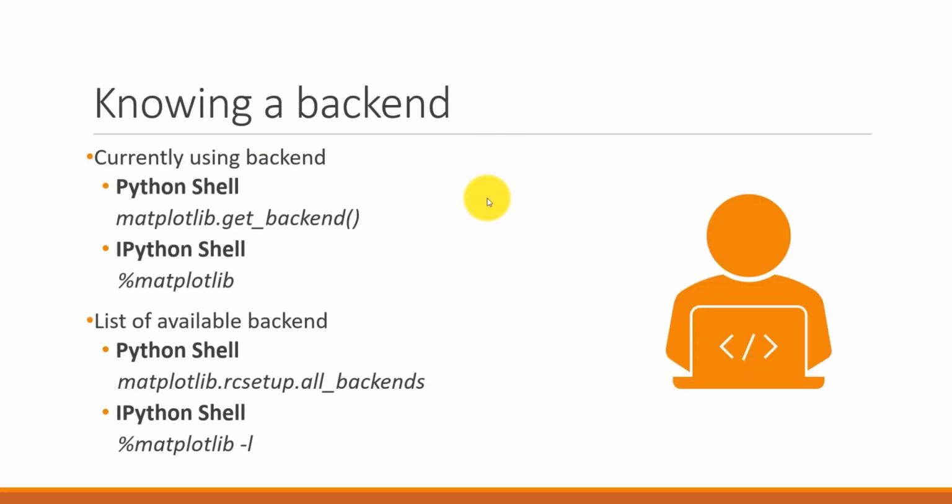So now we discuss how to know which backend we are currently using. To know which backend you are using right now in the Python and IPython shell, we have the following commands. For the Python shell, the command is matplotlib.get_backend function. And for the IPython shell, the command is %matplotlib. These types of functions are known as magic functions in Python. So now I show you the execution.